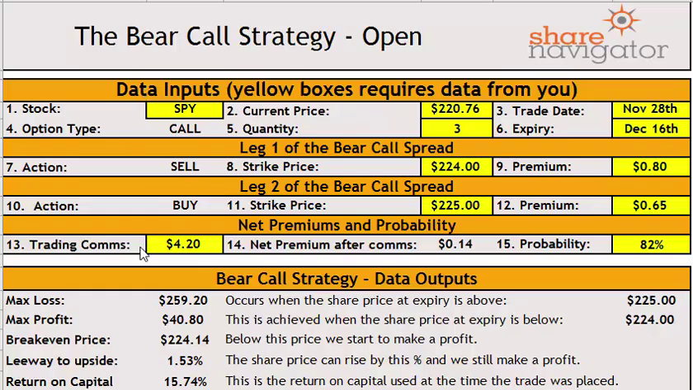So in the first section here, this is the data input section. Any box that's highlighted in yellow will require some sort of input from you. Everything else is automatically calculated for you. So let's start with an example here.